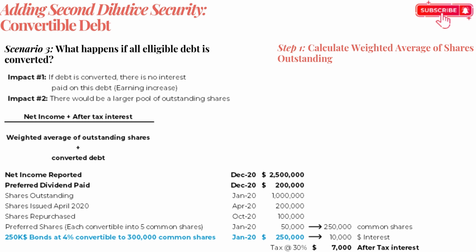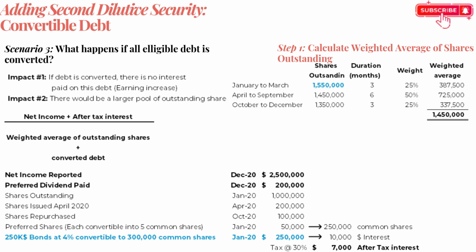Okay, now let's go back to our data and adjust it with this new information that we have. So January to March, now that we have convertible securities that are shares and debt, if all of them were to be converted, well, January to March, we now have 1,550,000 outstanding shares. And that weighted average, again increased, has become 1,450,000 common shares outstanding.